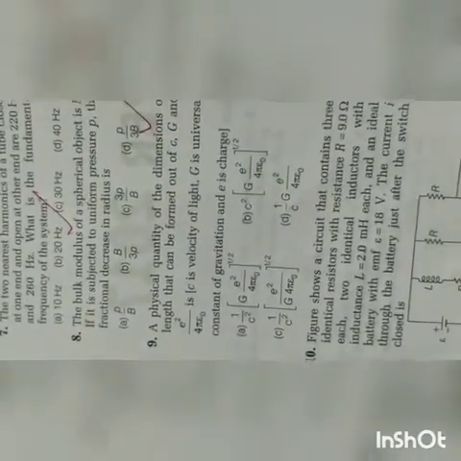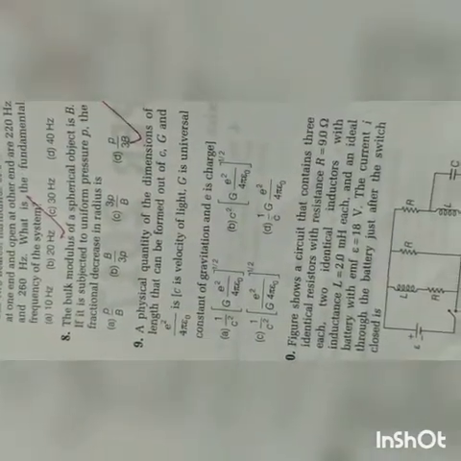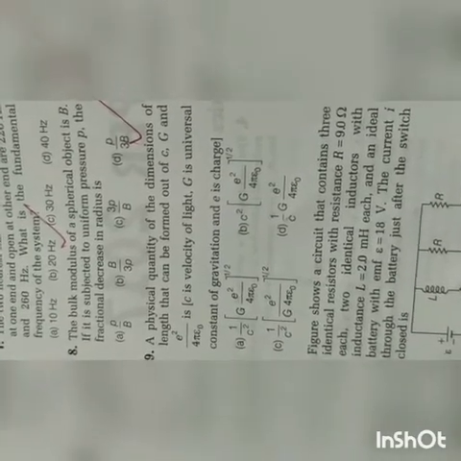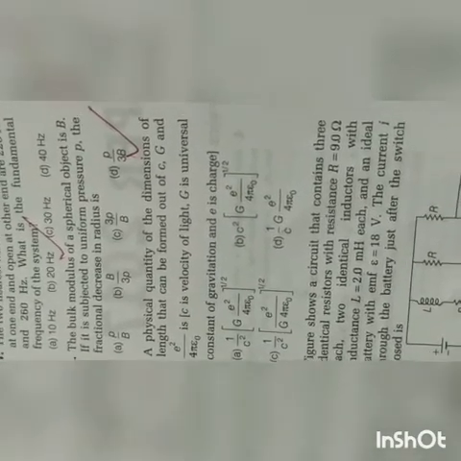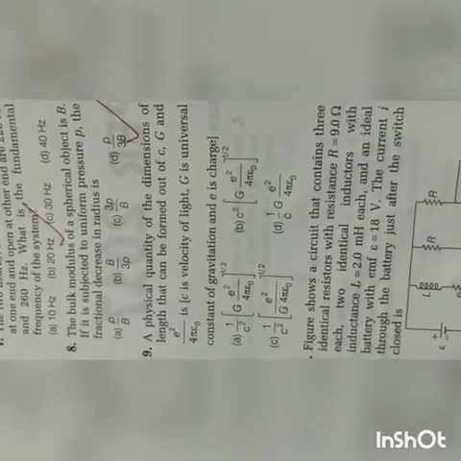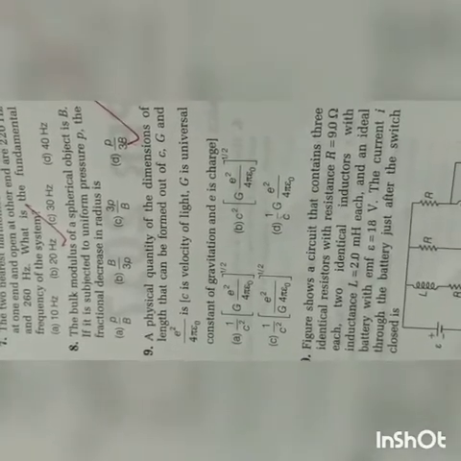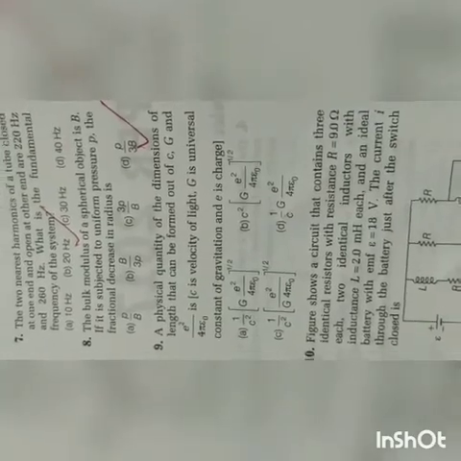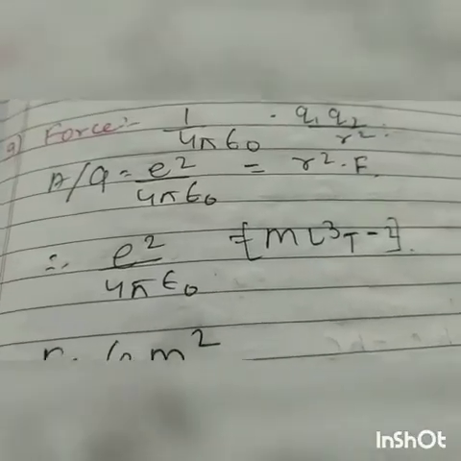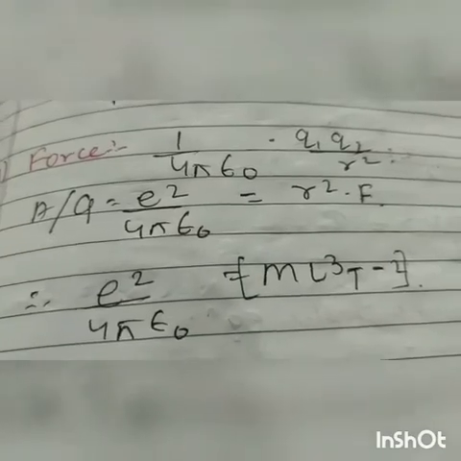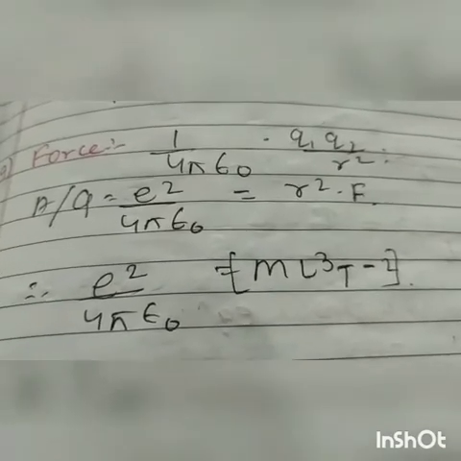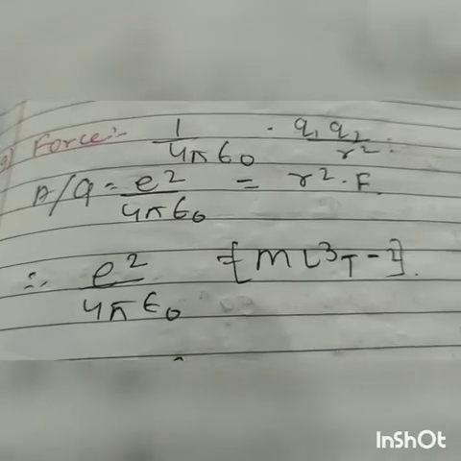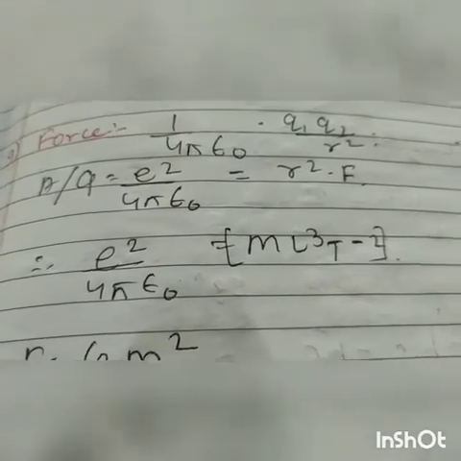Now question number 9. A physical quantity of the dimension of length that can be formed out of C, G and e square by 4 pi epsilon naught, where C is the velocity of light, G is the gravitational constant, and e is charge. So as we know, the value of force is 1 by 4 pi epsilon naught Q1 Q2 by r square. So here, according to the question, e square by 4 pi epsilon naught will be r square into F.